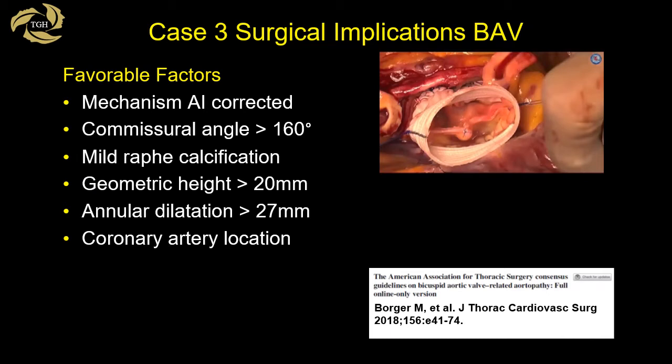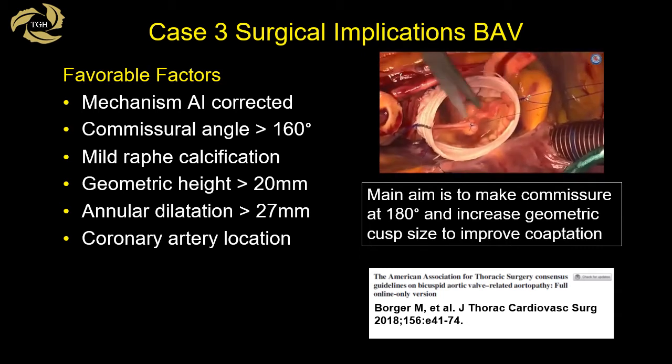Favorable indicators for aortic valve sparing repair include correcting the mechanism of AI, such as annular dilatation and cusp prolapse, a commissural orientation of greater than 160 degrees, mild degree of raphe calcification, geometric cusp height measured intraoperatively from the sinus nadir to the cusp tip of greater than 20 millimeters, and if annular dilatation is present, correction by annuloplasty.